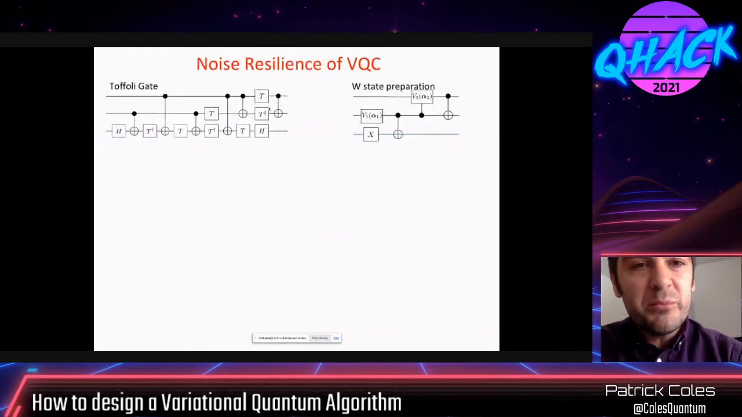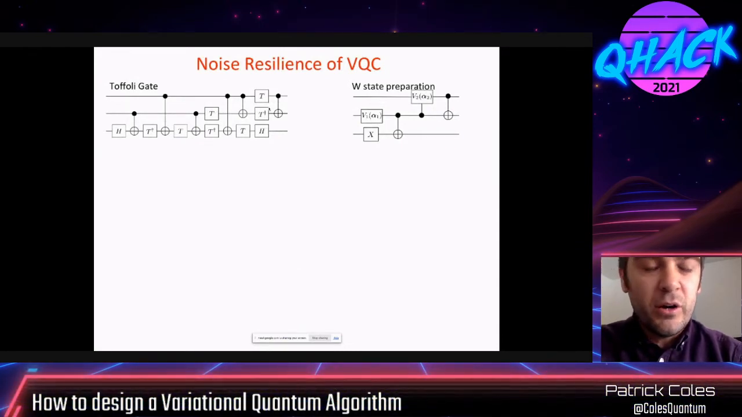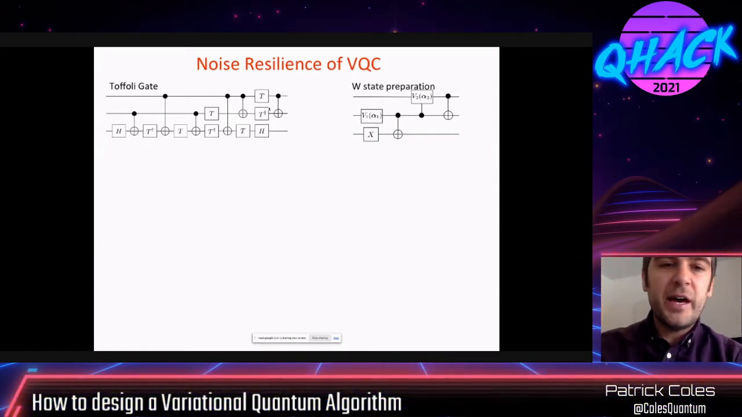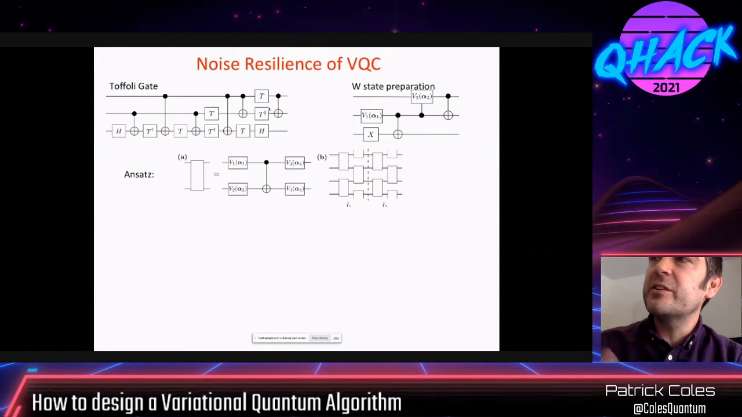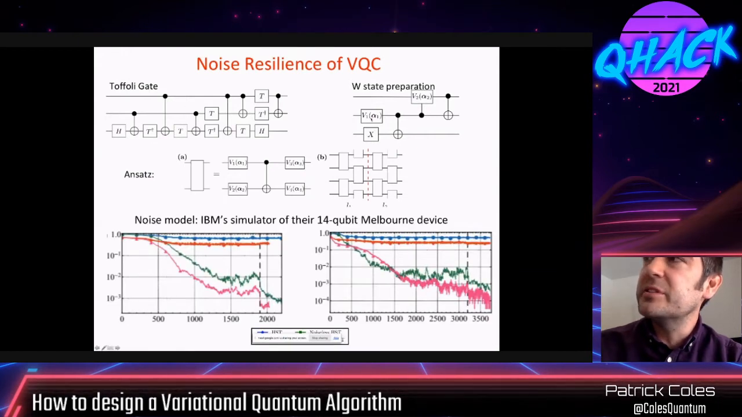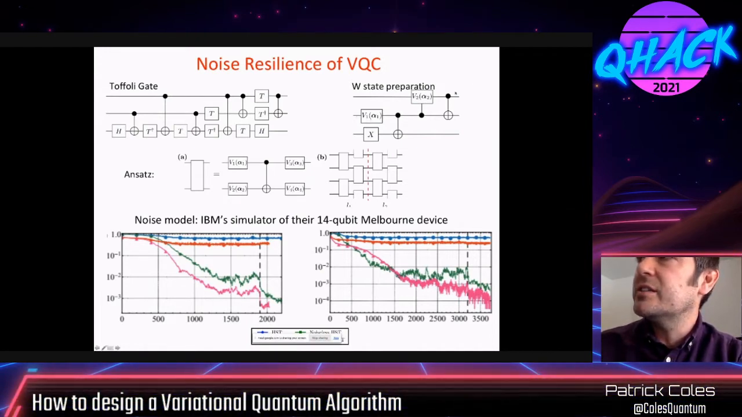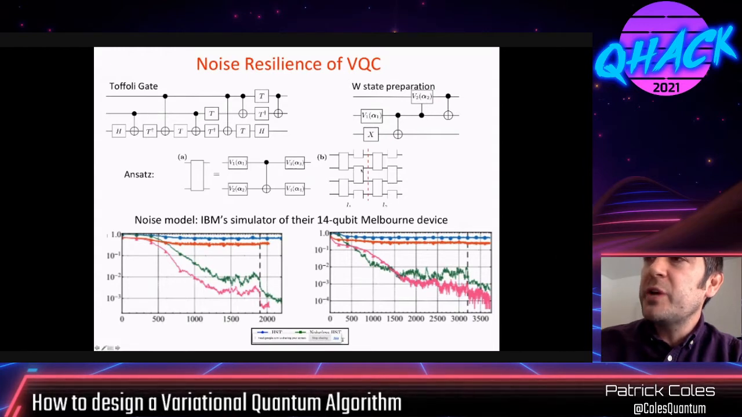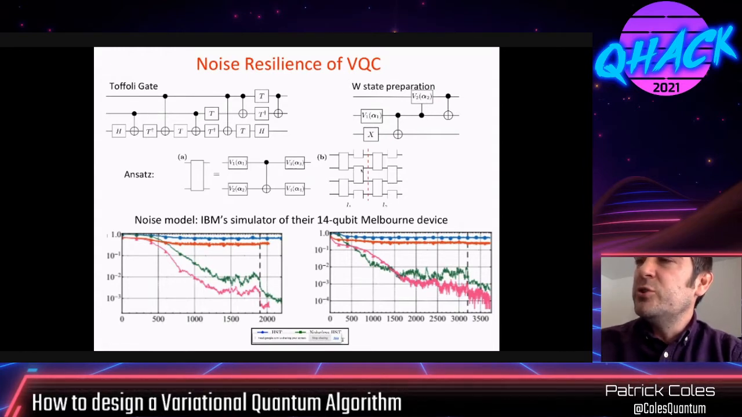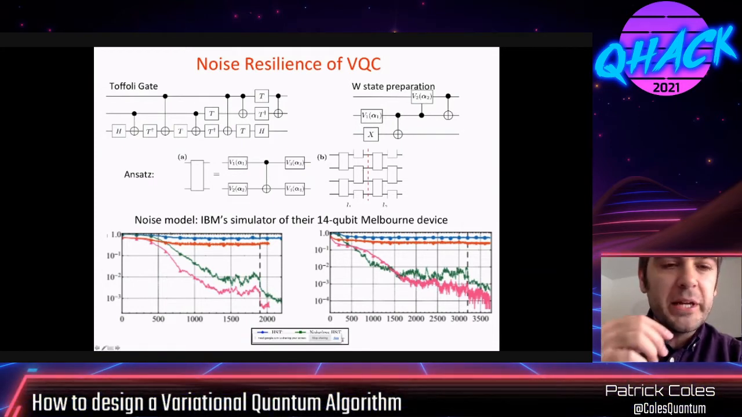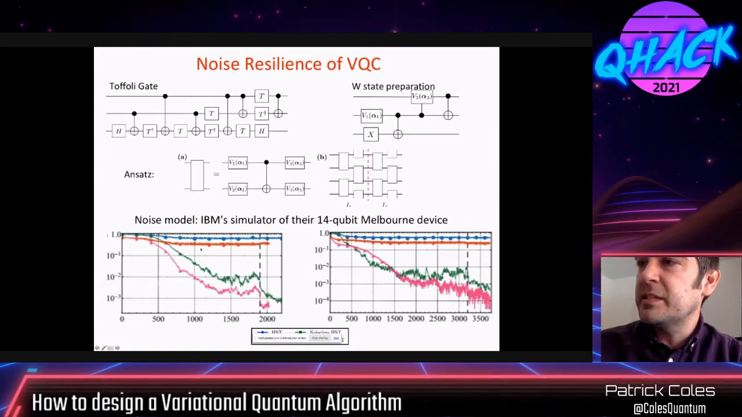But then we found one more really interesting property of the cost functions we were looking at, and that's something I'll call noise resilience. Whenever we numerically tried to run our algorithm in the presence of a realistic noise model, we found the following behaviors. We considered 3-qubit gates, the Toffoli gate and the W state preparation. These are standard 3-qubit gates, and we wanted to compile those into our Ansatz here. Then we trained in the presence of IBM's noisy simulator of their 14-qubit device, and this is what we got for our cost function versus optimization time.